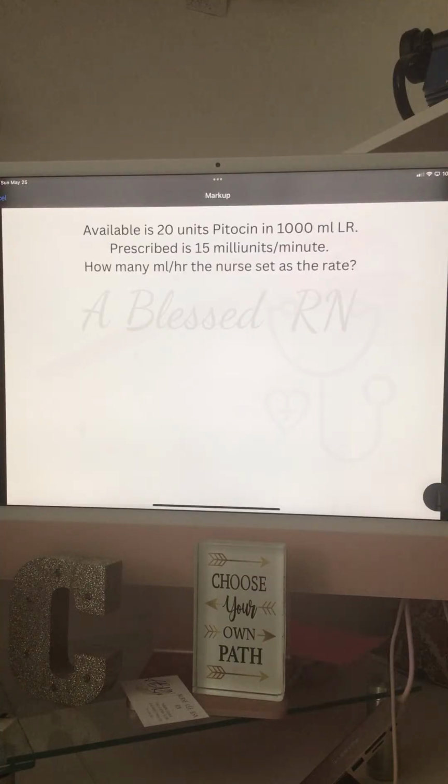All right, available is 20 units of Pitocin and 1,000 milliliters of lactated Ringer's, prescribed in milli-units per minute. How many milliliters per hour will the nurse set as the rate? So first things first, y'all, what is the goal? What are we looking for?